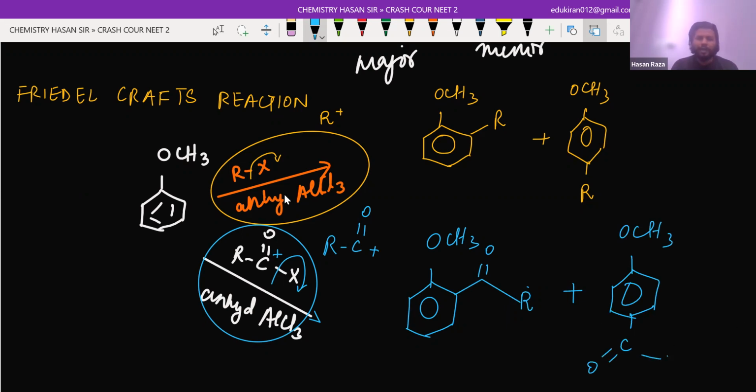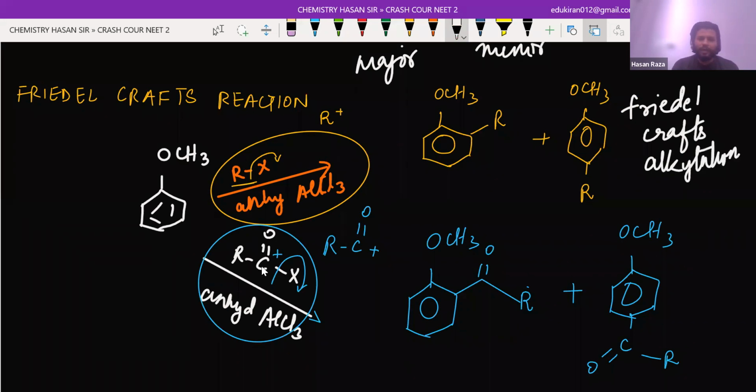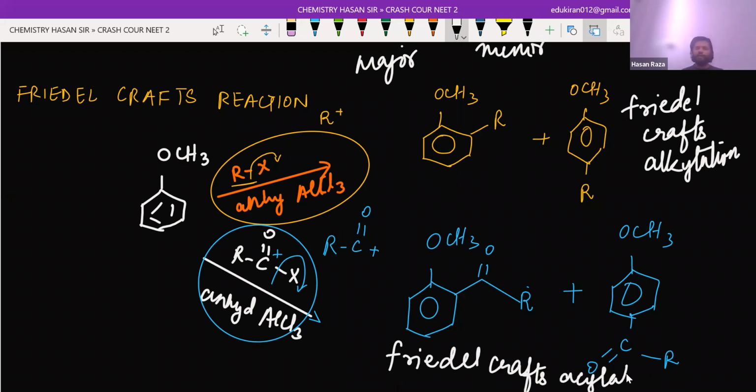So since alkyl is here, this reaction is basically Friedel-Crafts alkylation. Alkyl part is there, and this is your acyl halide. So this reaction is known as Friedel-Crafts acylation. It's very easy. The electrophilic substitution reaction in organic chemistry is very, very easy. Please do write it.